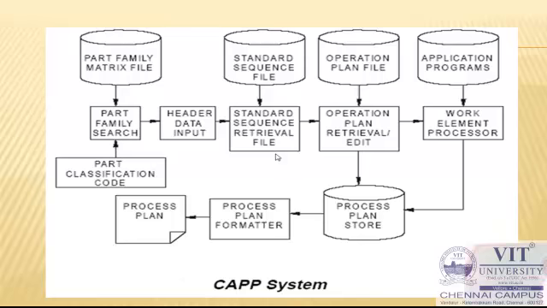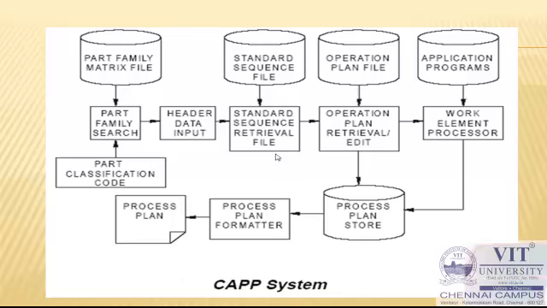Create a new part family file. According to the part family file, that will be stored in the database. And by using the standard databases available for your component, search for the relevant file available in the database. If it is available, retrieve it, modify it, and generate the process plan. If it is not there, according to the new component, a new file will be generated.